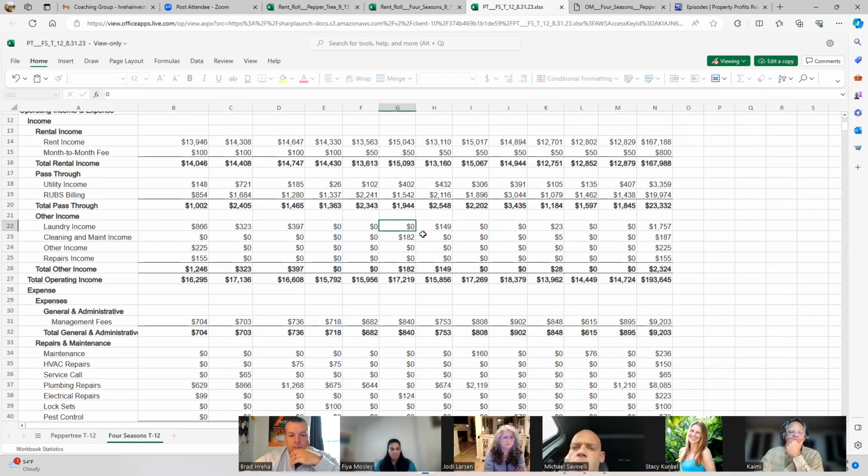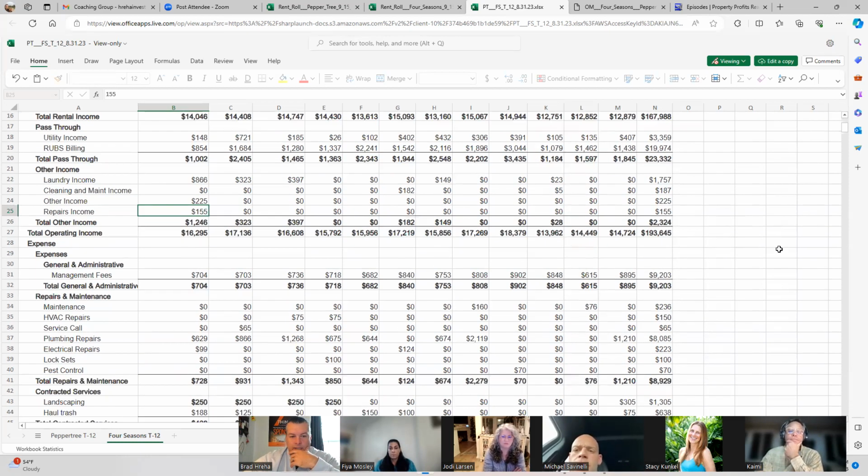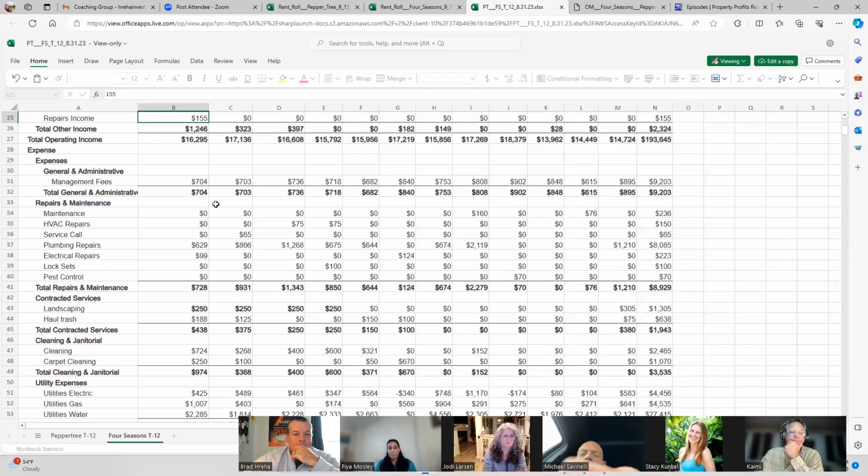Same with the cleaning income. I just want to understand why it's 182 one month, but nothing the rest of the year. Same with the other income. What is it from? Why is it only one month? Repairs, again, one month, why is it not the rest? Management fees, these are going to change based on the occupancy of the property. So you're going to get some discrepancies there, but nothing's alarming. It's not like this is 700 and this is 1,800 and then 700 again.